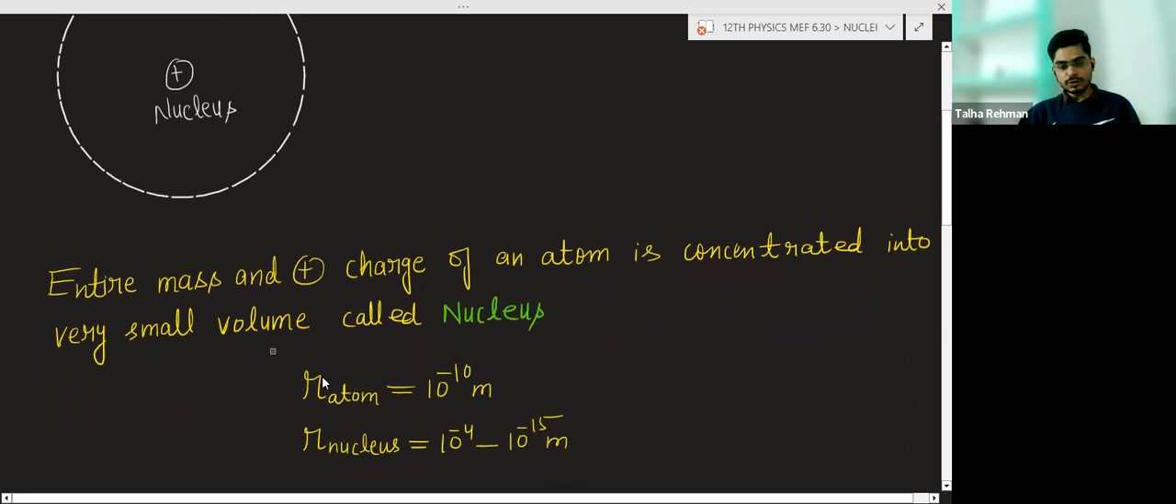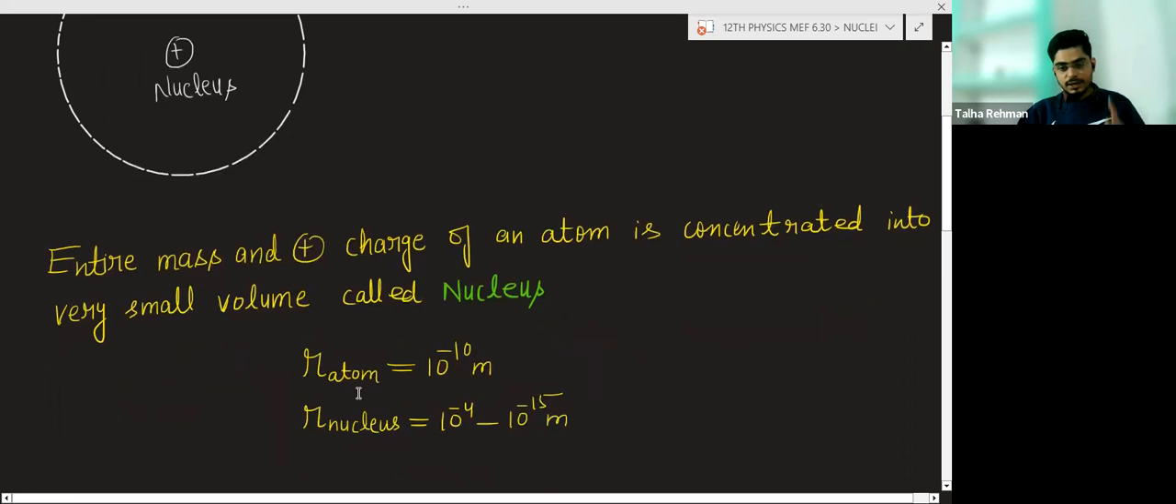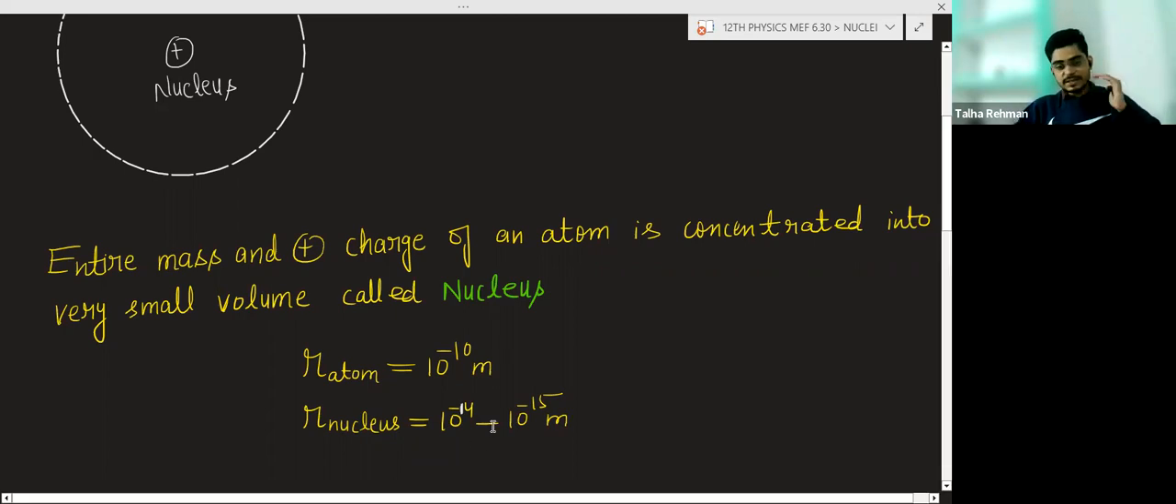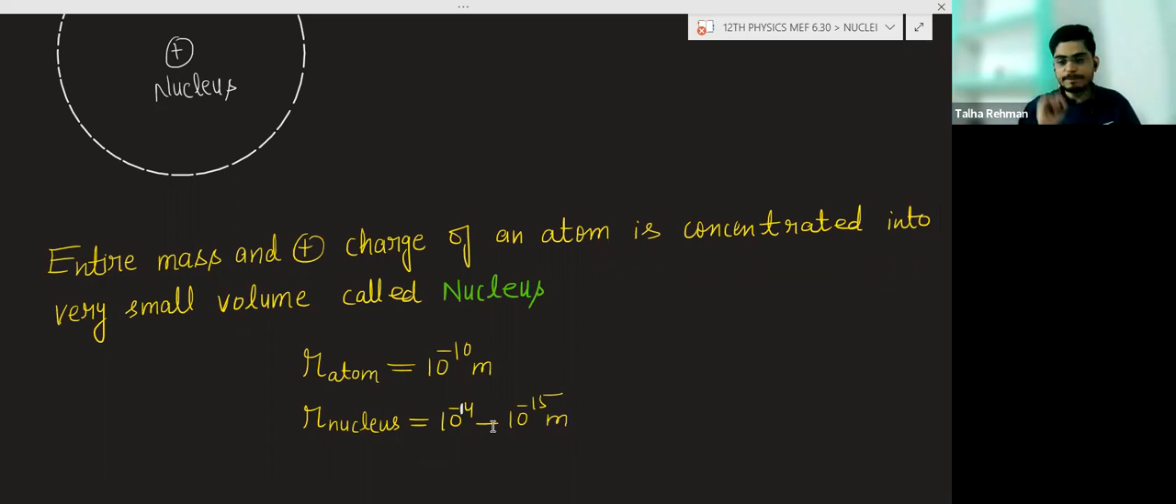If you take one atom and calculate its radius, you will get 10 to the power minus 10 meter. And the radius of the nucleus is around 10 to the power minus 14 to 10 to the power minus 15 meter. This means the atom is 10 to the power 5 times larger in size as compared to the nucleus.